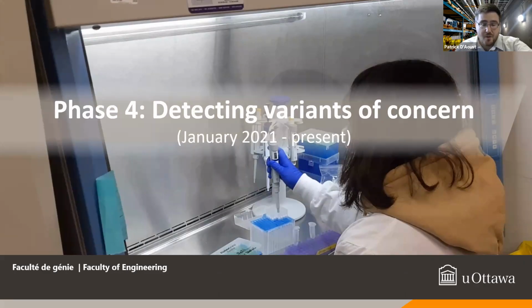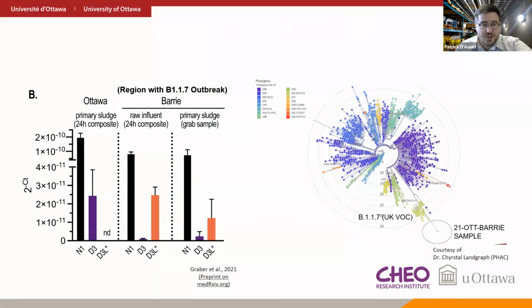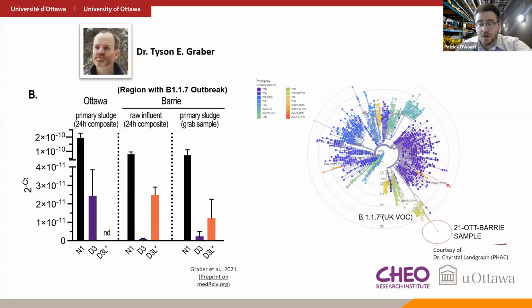So from January, we really started working on the assays. Here I'm just going to outline the work of Dr. Tyson E. Graber, one of our colleagues and team members in the Ottawa CHEO group. He's really been the number one person working on this, developing the assays.